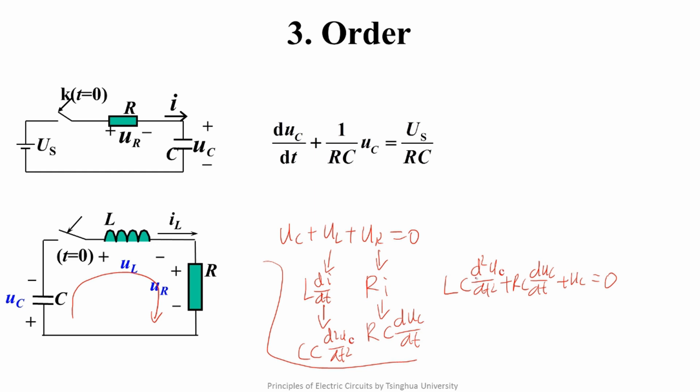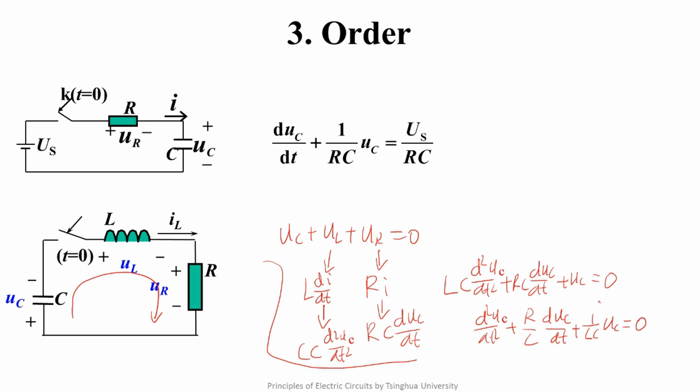Similar to the previous habits, we set the coefficient of the highest derivative as 1. That is d square UC dt square plus R over L duc dt plus 1 over LC UC is equal to 0.